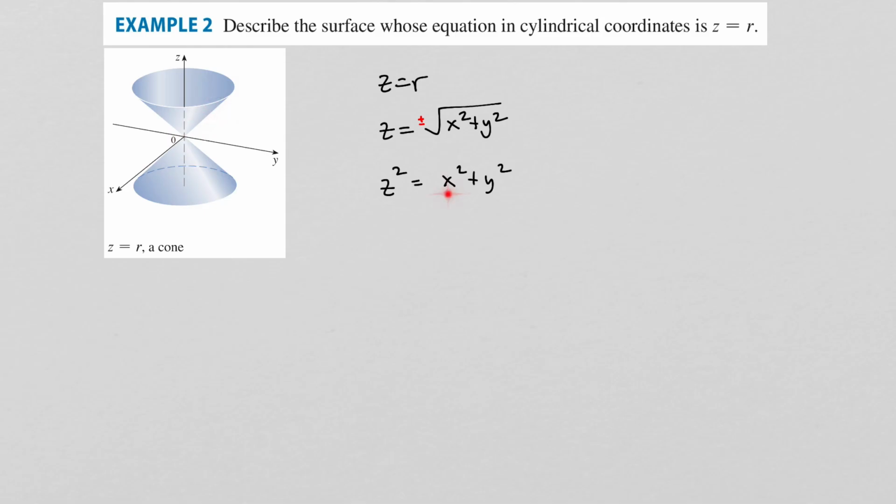So whatever you plug in for x and y, z is going to be the square root of the sum of the squares of those things, but z can be positive or negative, and so that is going to give us a top half of the cone and a bottom half of the cone.